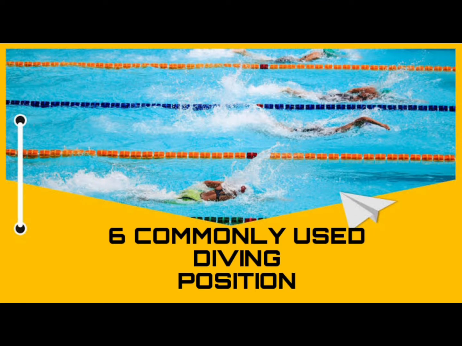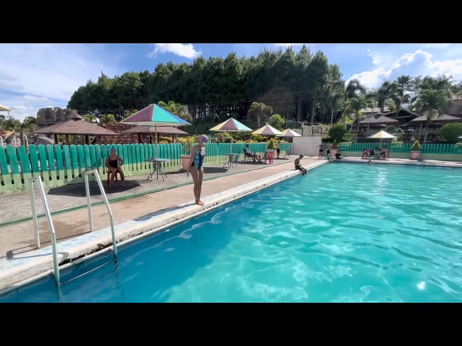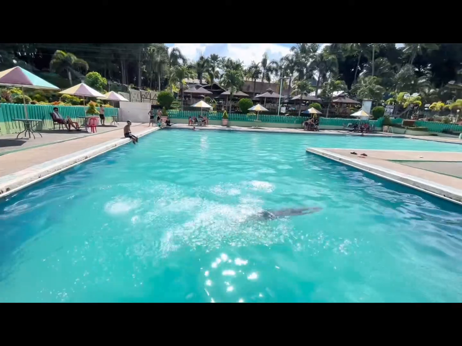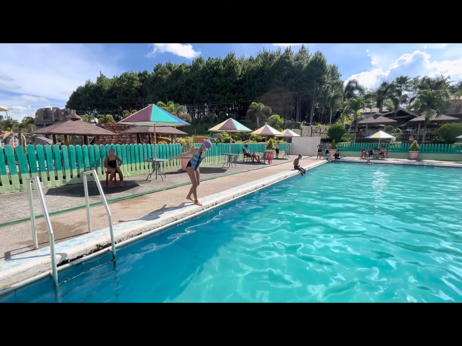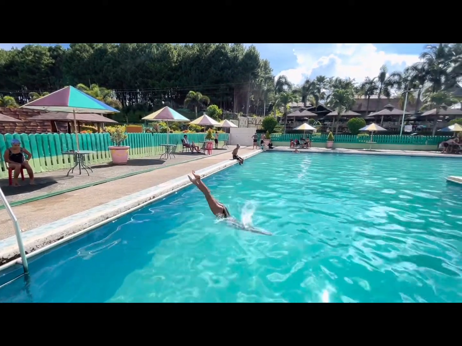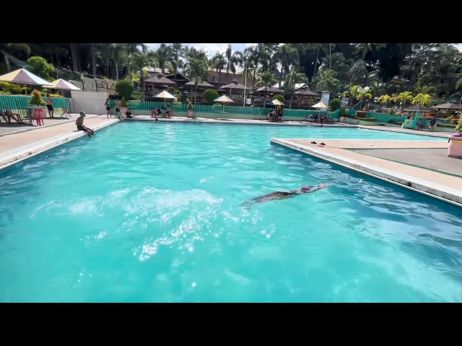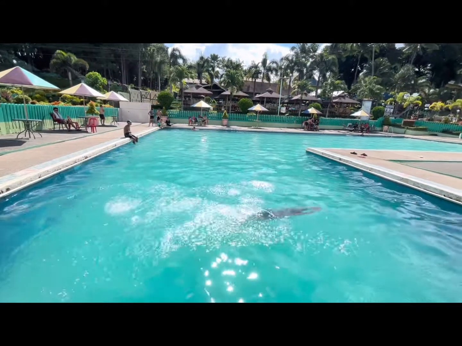6 commonly used diving positions. First is diving in crouch position. You should get into a crouch position and curl the toes of the front foot around the edge of the pool, with the other foot placed slightly behind to gain stability. The arms and hands are pointed at the entry point with the head tucked in. You then push off from the feet, straightening at the knees to dive in.